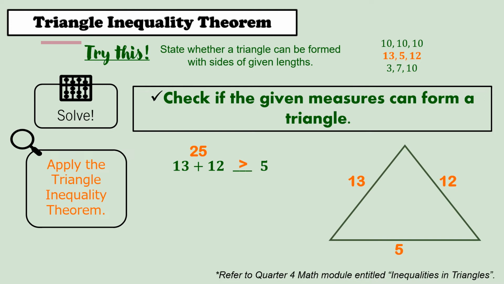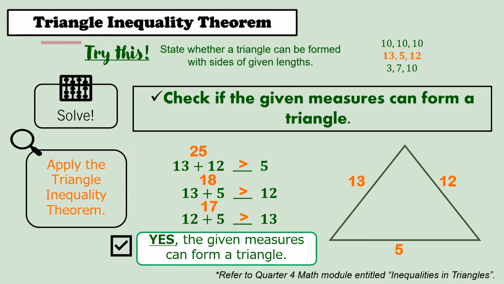We take the sum of 13 and 5, which is 18, and compare it to 12. Thus, we find that 18 is greater than 12. Finally, we have the sum of 12 and 5, which is 17, and comparing it to 13, we know that 17 is greater than 13. Since all possible groupings of the measures satisfy the triangle inequality theorem, we conclude that yes, the given measures 13 units, 5 units, and 12 units can form a triangle.